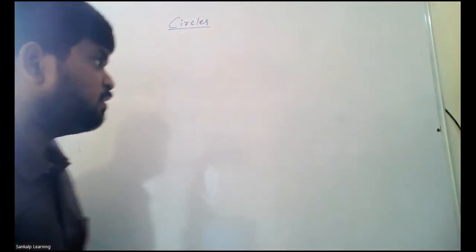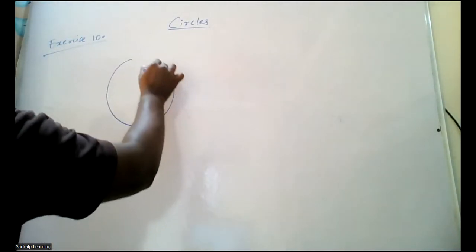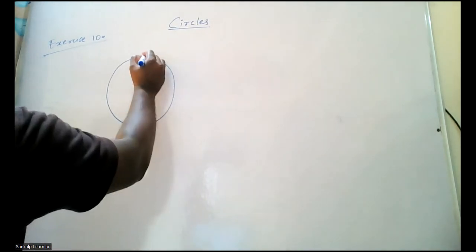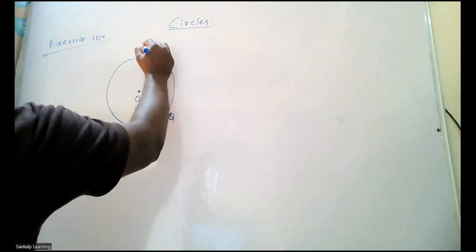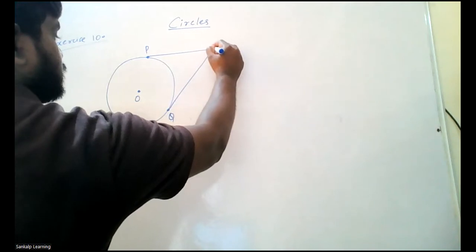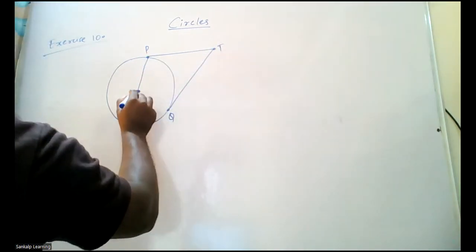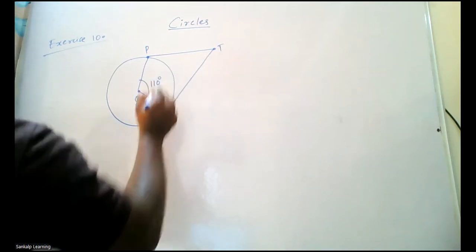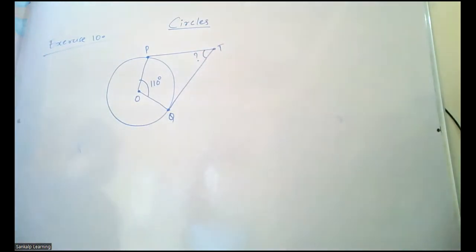So let's do that. So what we have got is a circle with center O. Okay. So we have got 2 points P and Q. This is P, this is Q. From here, we have got a tangent. From here, you got a tangent T, P, T, Q. Okay. So here the angle is 110 degrees. What is the angle here? P, T, Q. That's what we have to find.